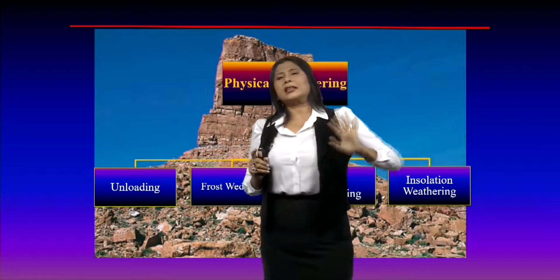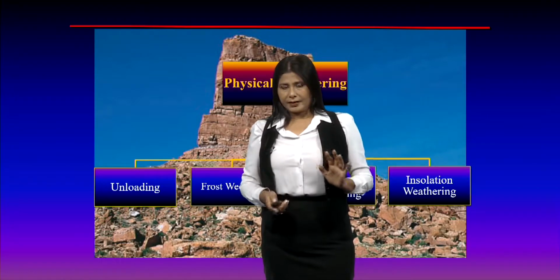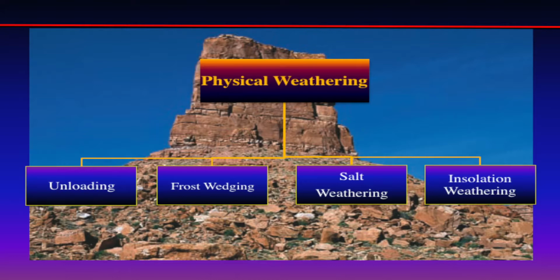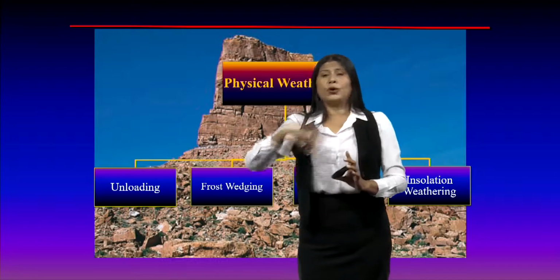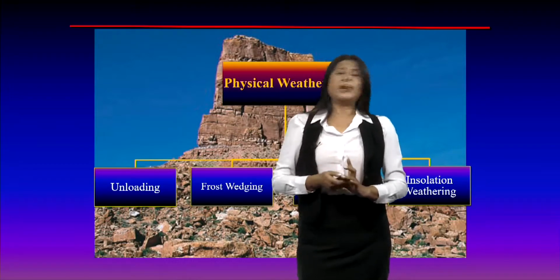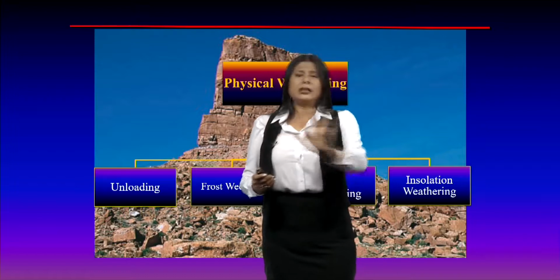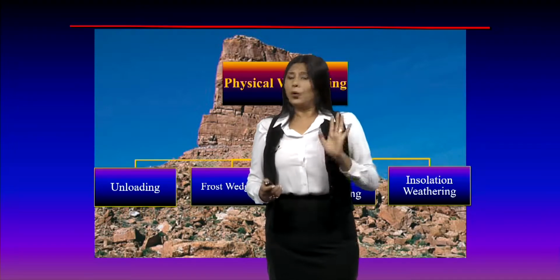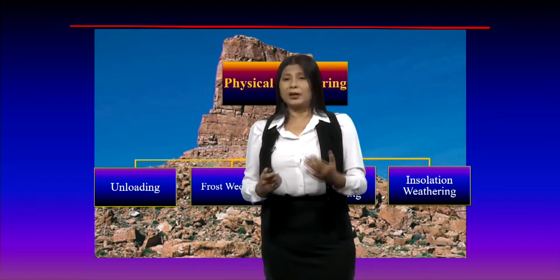There are four basic types of physical weathering. The first one is called unloading. The second one is called frost wedging. The third one is called salt weathering, and the fourth one is called insolation weathering. Depending on what environment or climatic zone we are dealing with, these different types of weathering will always be found when we are talking about physical weathering.